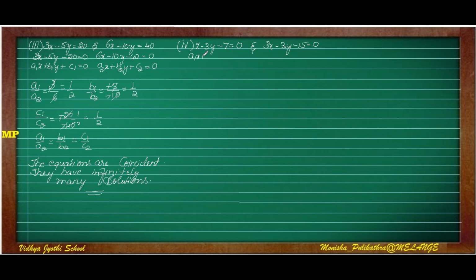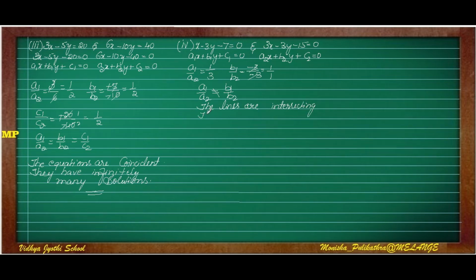So here a1x plus b1y plus c1 is equal to 0 and a2x plus b2y plus c2 is equal to 0. So here a1 by a2, a1 is 1 and a2 is 3, and b1 by b2 is minus 3 by minus 3. So minus 3 by minus 3 is 1 by 1. Clearly you can see here a1 by a2 is not equal to b1 by b2. If a1 by a2 is not equal to b1 by b2, the lines are intersecting. The lines are intersecting. Therefore, they have unique solution.